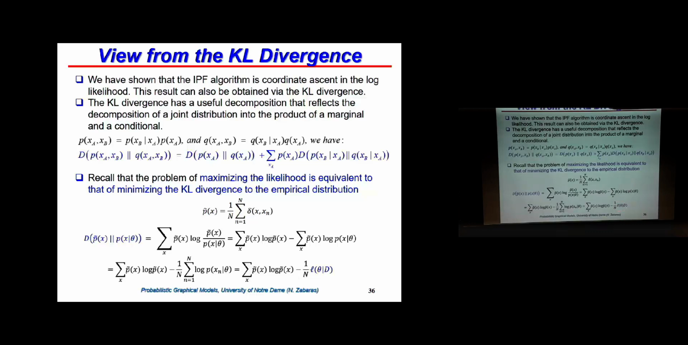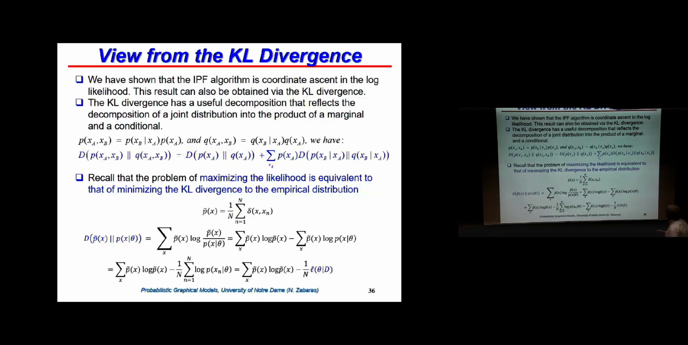If you want to maximize the likelihood, this is equivalent to minimizing the distance of P of x from the empirical distribution P tilde of x. That's a standard theorem, all right? If you want to maximize the likelihood, the derivation here is the same as minimizing the distance from the empirical distribution of x. That's fact one.